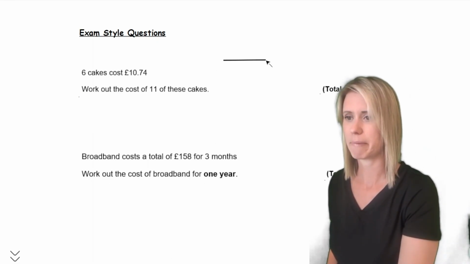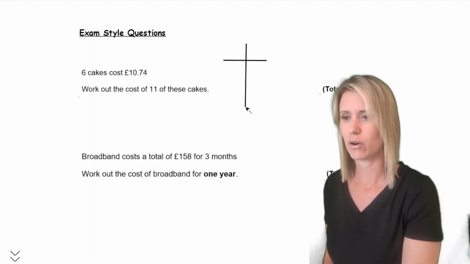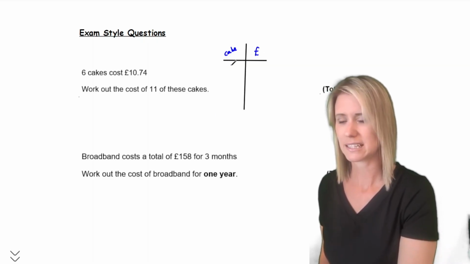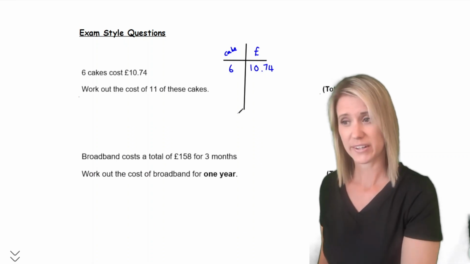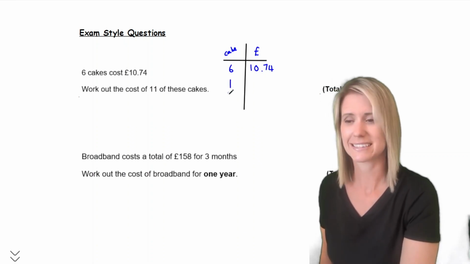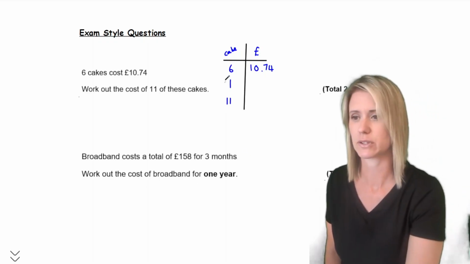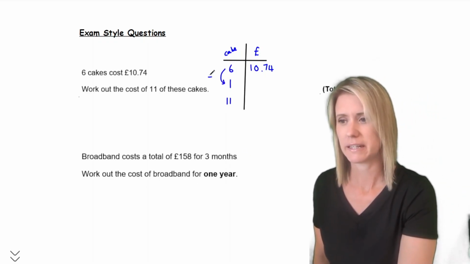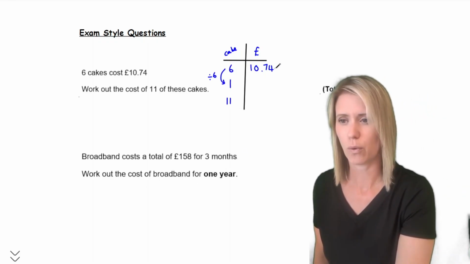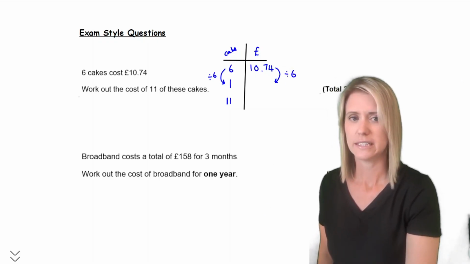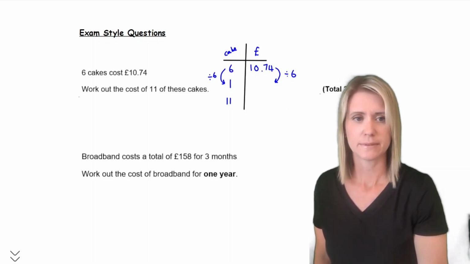6 cakes is £10.74. Work out the cost of 11 of these cakes. Once again, I would write out cake and I would work out the price. 6 cakes is £10.74. I'm going to start by working out what 1 cake is and then multiply that by 11 to work out what the 11 cakes would cost. 6 has been divided by 6 to get to 1. The price of 1 cake is going to be £10.74 divided by 6.